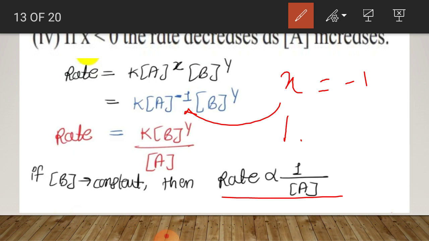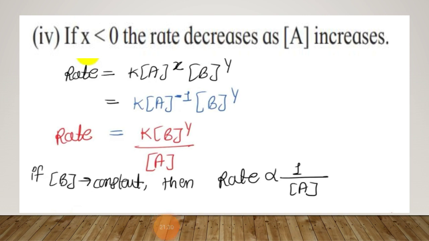Fine. As it is inversely proportional, if one increases, the other will decrease. So here if A increases, the rate of reaction will decrease, and if A decreases, the rate of reaction will increase. These are the 4 conditions which show how the concentration change affects the rate of reaction. The rate of the reaction depends on the concentration of the reactant.